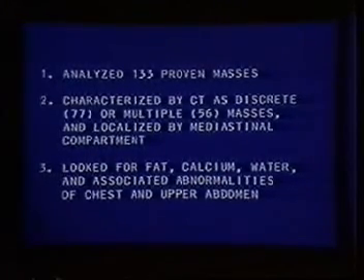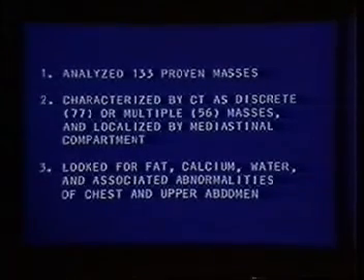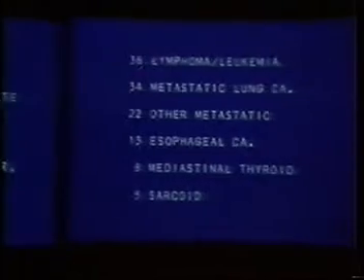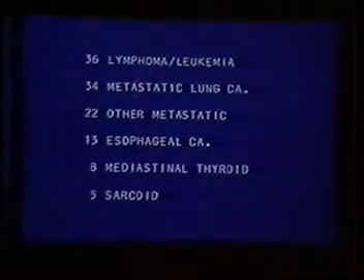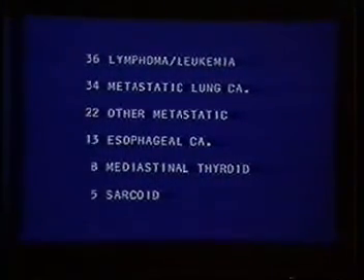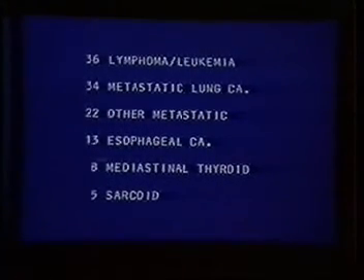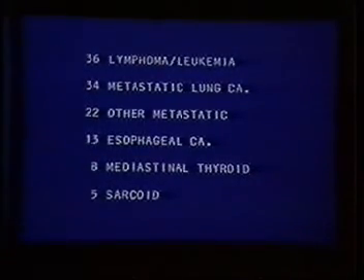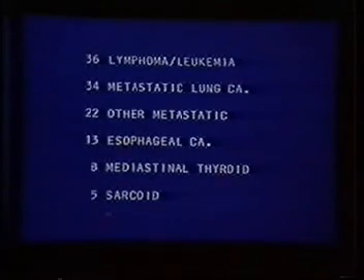And again, what you ultimately come out with when you do something like this will depend a lot on the specific patient mixture in your own hospital, but we found out that most of the cases turned out to be lymphoma predominantly or metastatic lung cancer, although there were also other metastatic diseases involving the mediastinum. Fair amount of esophageal carcinoma because there's a lot of interest in our institution in different approaches to surgery for esophageal carcinoma. Some mediastinal thyroids, sarcoid, and then there were a few other things as well.